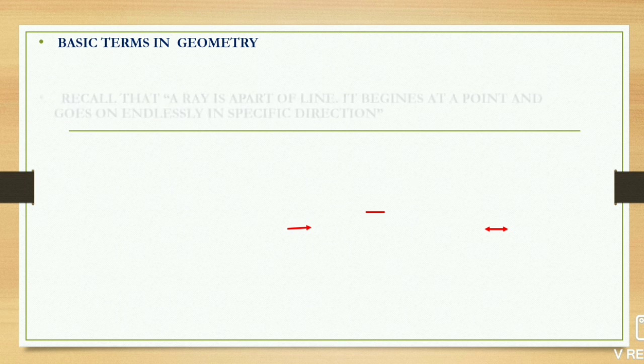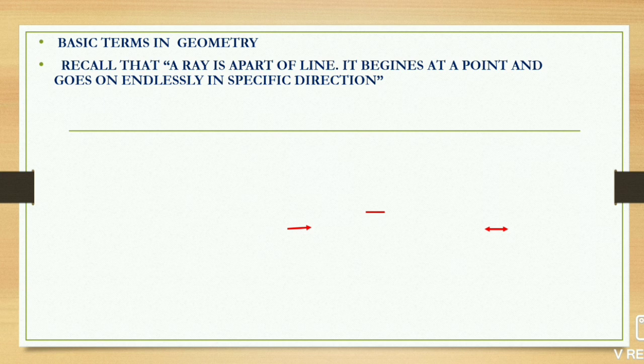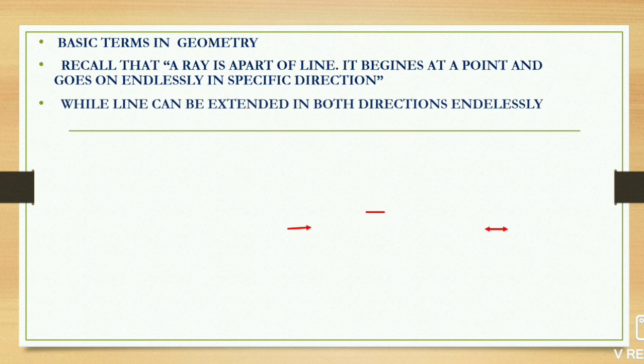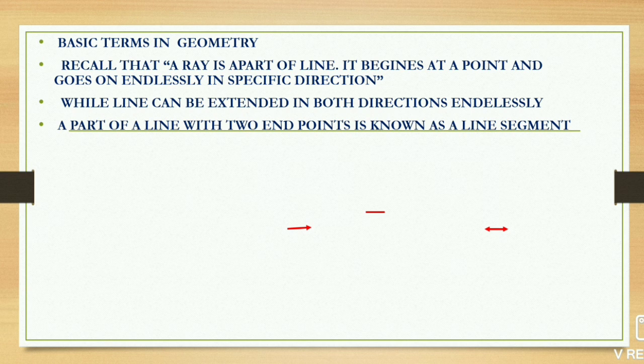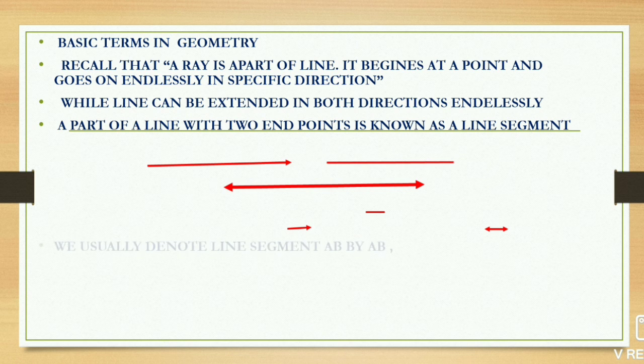Now basic terms in geometry once again. Recall that a ray is a part of a line. It begins at a point and goes on endlessly in a specific direction, while a line can be extended in both directions endlessly. A part of a line with two endpoints is known as a line segment. So till here we saw just before only, but I once again recall that. Now see this ray, line segment and a line.